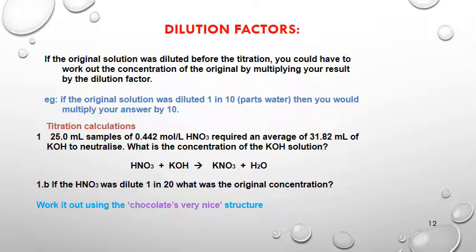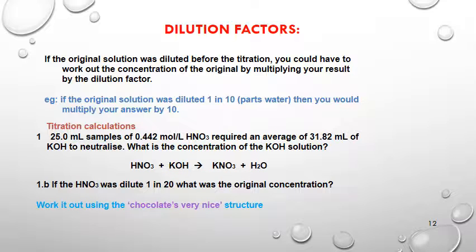Okay. An important aspect also in titrations is dilution factors. So if the original solution was diluted before the titration, you have to work out the concentration of the original by multiplying your result by that dilution factor. So for example, if your original solution was diluted by 1 part in 10, then you have to multiply your final answer by 10. So here's an example.